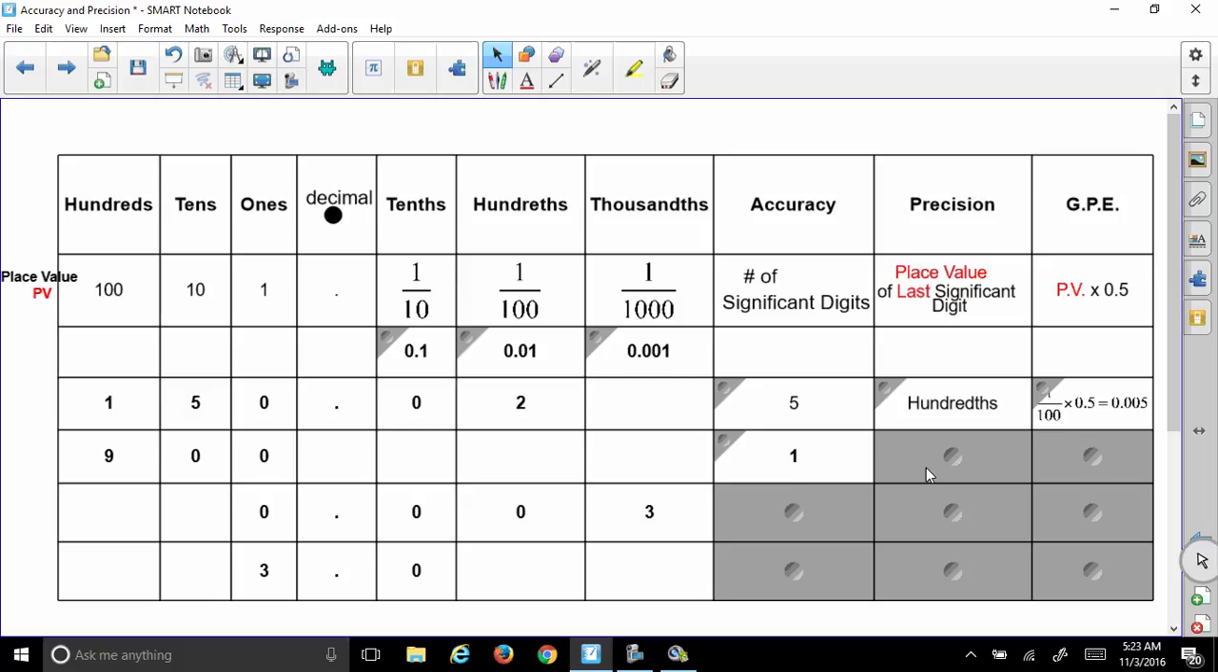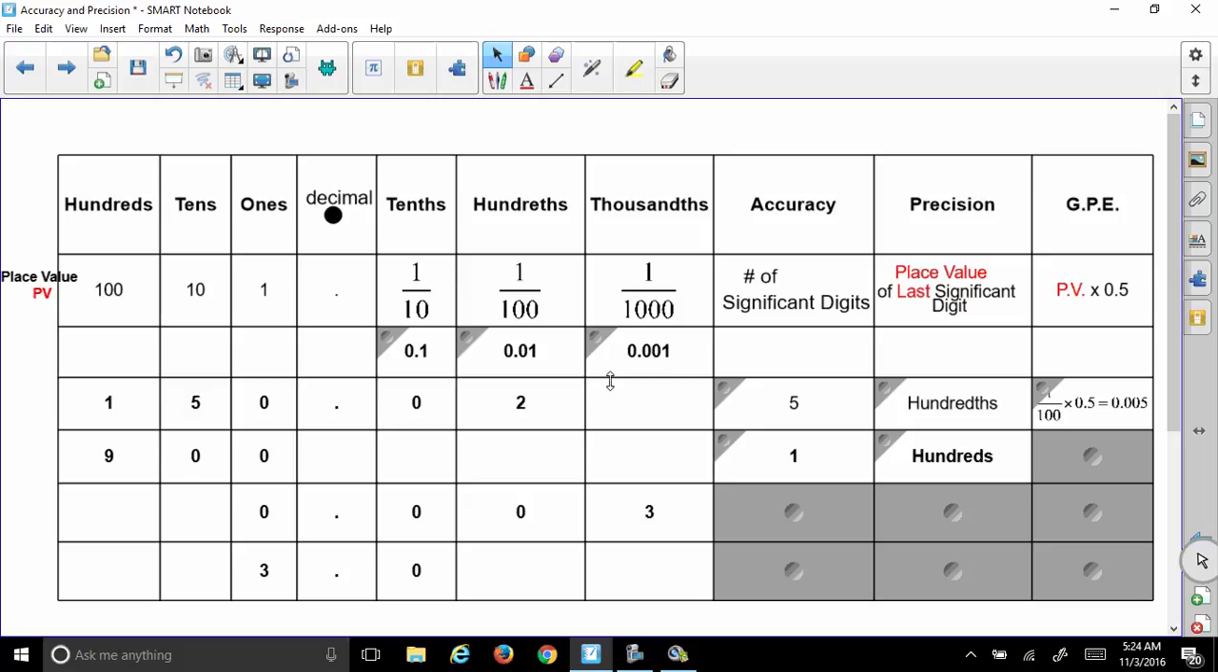And now let's get the precision. So look at the significant digit. We're looking at the last significant digit. Now I know you're tempted to say, hey, 1s would be the significant digit, but no, the significant digit was only the 9. The zeros don't count in integers. So 9 would be the significant digit, and that place value would be hundredths.